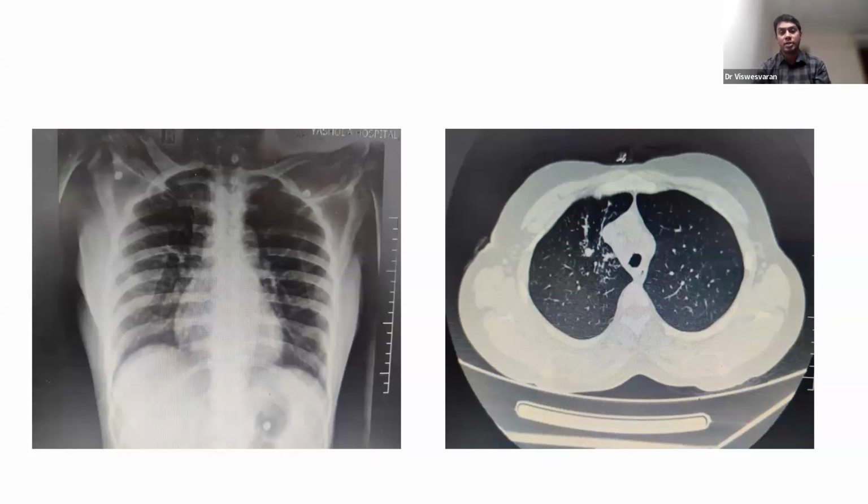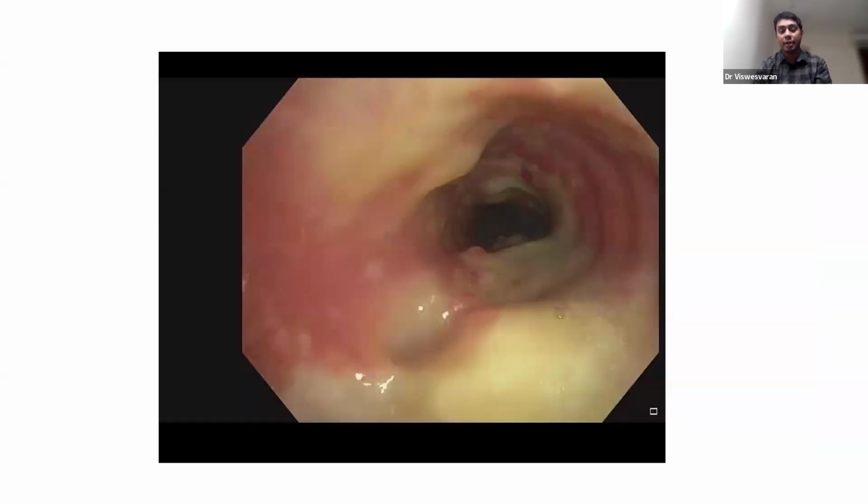We could have stopped at that stage, but in the CT scan, we found that there is an element of airway involvement. So we went ahead with a bronchoscopy, and in the bronchoscopy, what we observed was a caseating form of an endobronchial TB. So this is a warning sign.